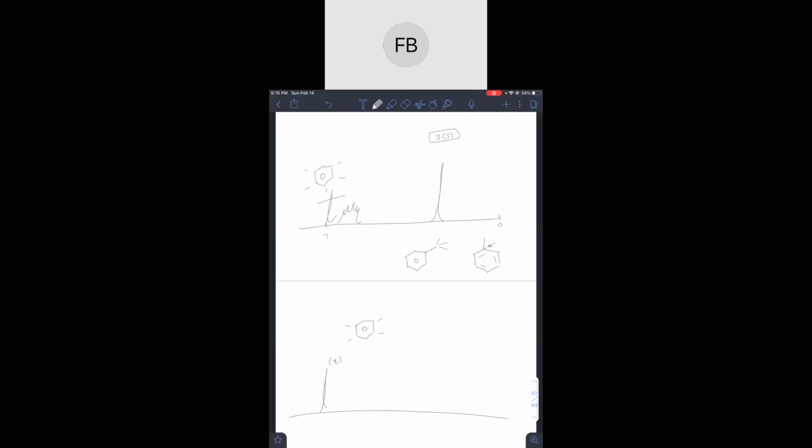Okay, so it has 0 hydrogens, and singlet means 0 hydrogens. It doesn't mean 1 hydrogen, it means 0. Doublet means 1 hydrogen. So it's like 1 more.